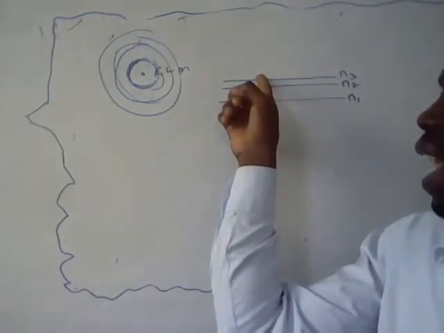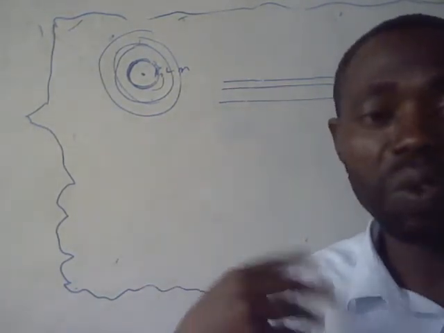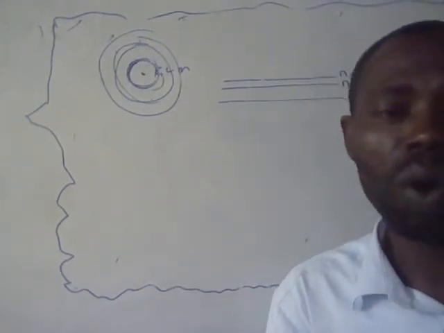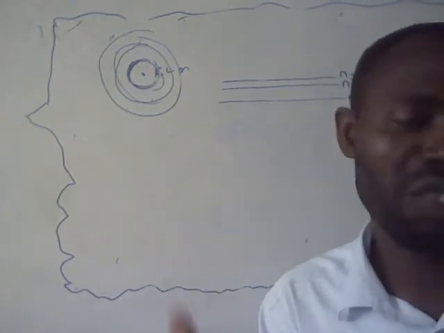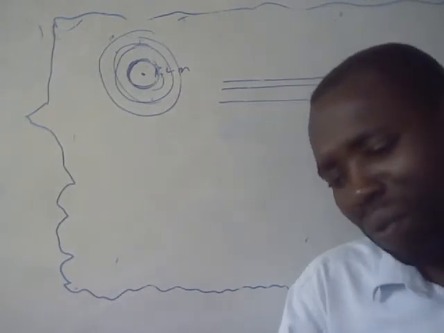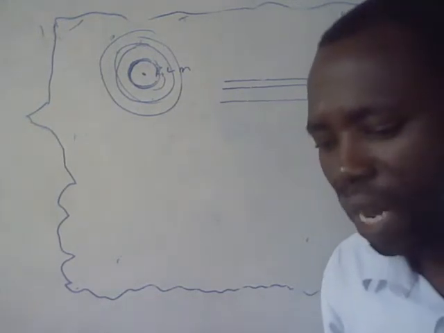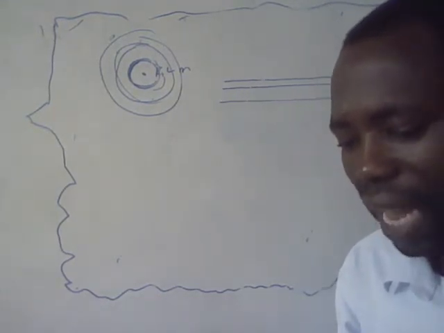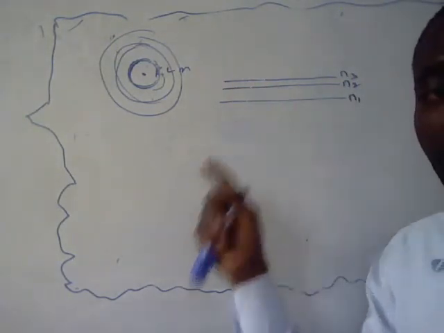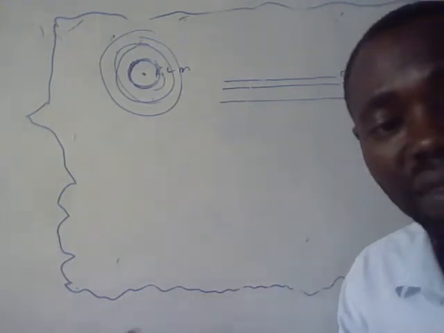When it moves from a higher energy level to a lower one, let's say from N3 to N1, they will release energy in the form of radiation, and that we call emission spectra, plural, while the singular is emission spectrum. Option A says atoms absorb energy when electrons fall from higher orbit to lower orbit. Wrong. When they fall from a higher orbit to a lower orbit, they do not absorb energy, but rather release energy.